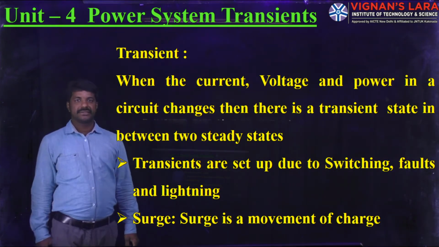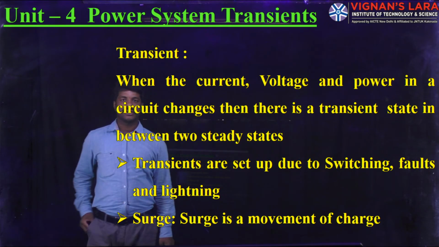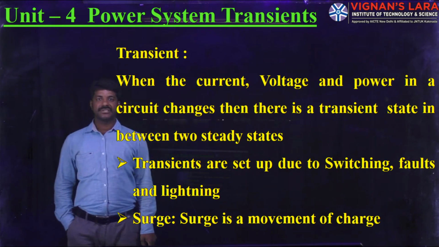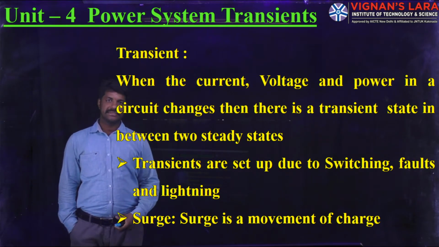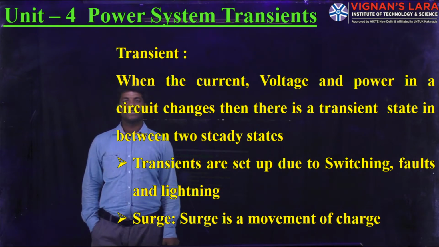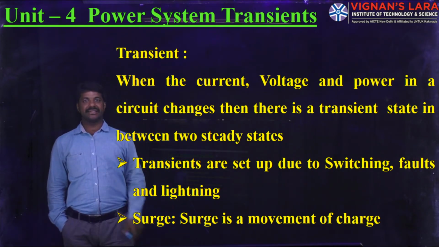Hi students, so far we discussed the three units. In the first unit we completed the calculation of the transmission line parameters called resistance, inductance, capacitance and conductance. Anyhow, the conductance value is very small, so we neglected that conductance part.